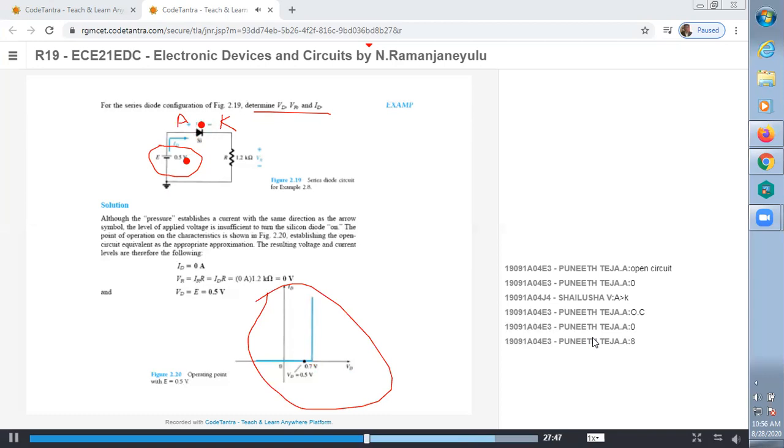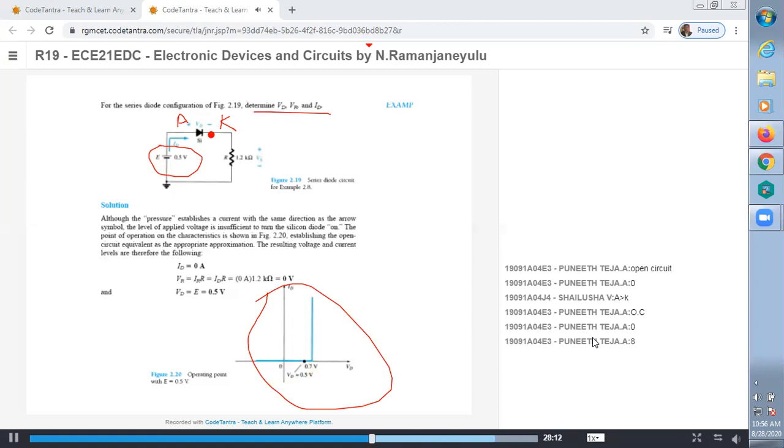0.5. Then what is the status of the diode? Now the status of the diode is reverse bias. Remember this one, this is the important concept. Here the input voltage is 0.5 only. This 0.5 is less than 0.7, so the diode is in reverse bias.